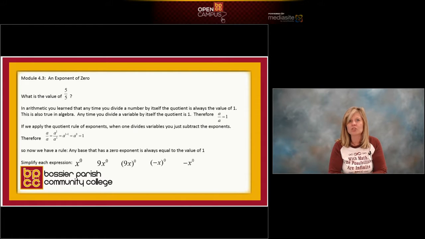So anytime you see a 0 exponent on a base, it doesn't matter what the base is. It doesn't matter if the base is a number, say 7, or if the base is a letter, say B. If you have a base and you have an exponent of 0, what is always your answer? It is 1. That is a memorized fact you need to know.